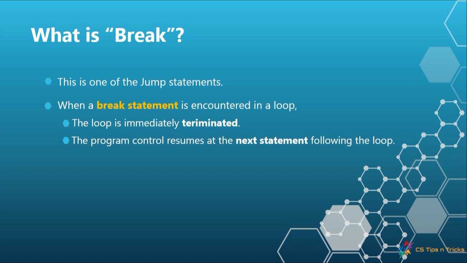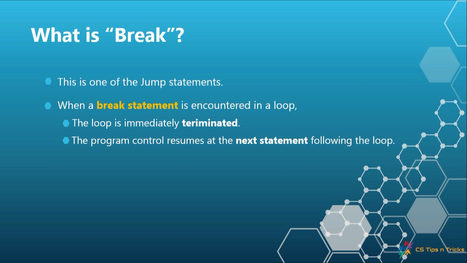What is break? It is a type of jump statement. That means it transfers the execution from one place to another. We are all familiar with the usage of the break statement inside the switch. But here I am explaining the break statement inside a for loop. When a break statement is encountered, the loop will immediately terminate. After that, the program control resumes at the next statement following the loop.